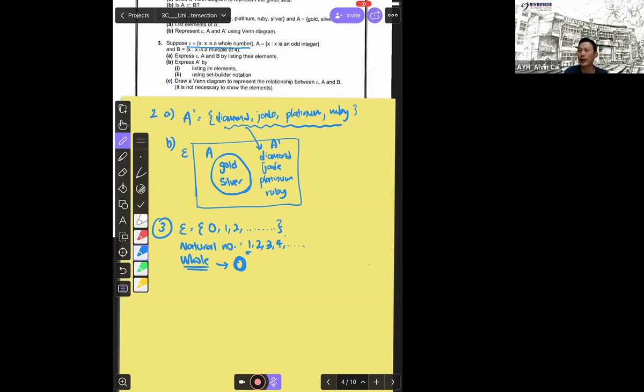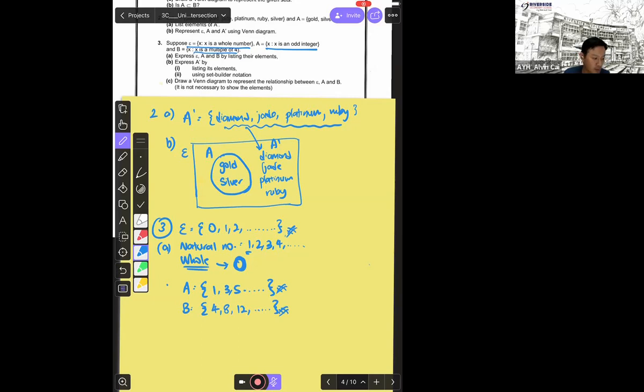Okay. So next part, A. Given that A is an odd integer and B is a multiple of 4. So let's list down, because for part A of the question we are supposed to list down. So A is odd number. It's quite straightforward. It starts from 1, 3, 5, on and on. So this one would be continuing. Where B is a multiple of 4, so it will be the 4 times table. So 4, 8, 12, so on and so forth. All right. So this is the part A answer. So we have this universal set, set A, set B. So these 3 are the answers.